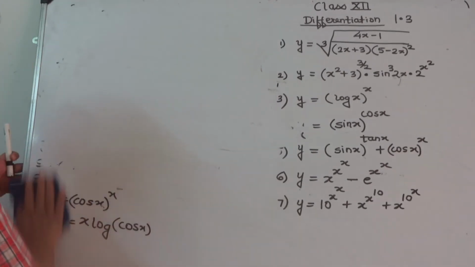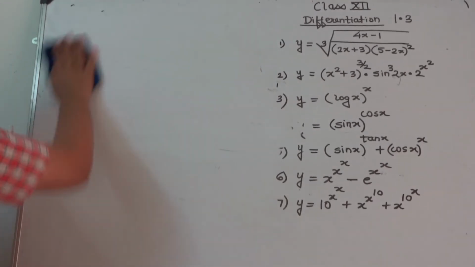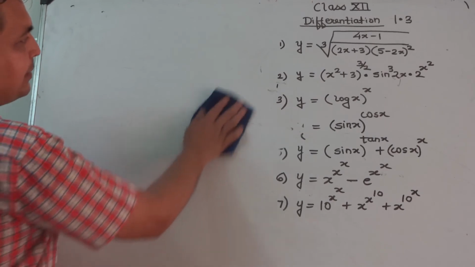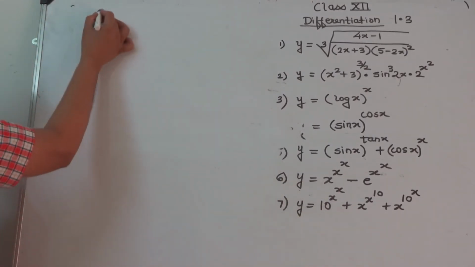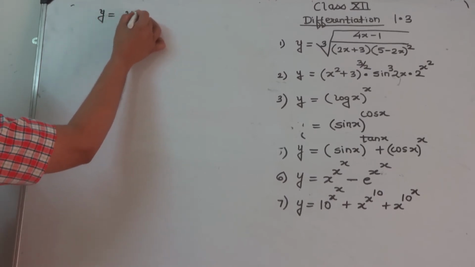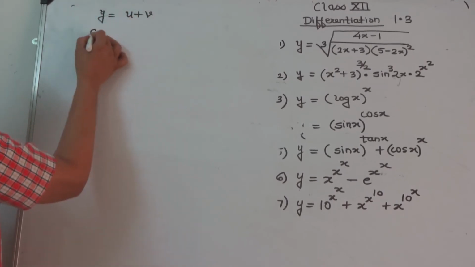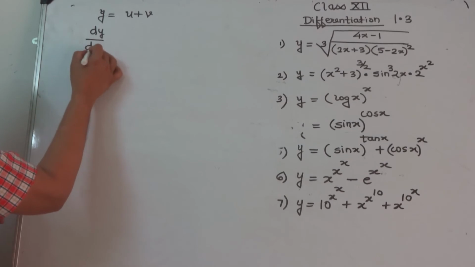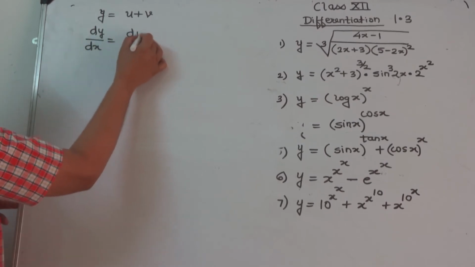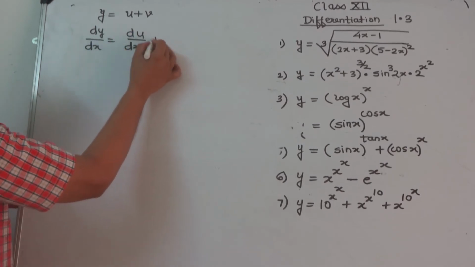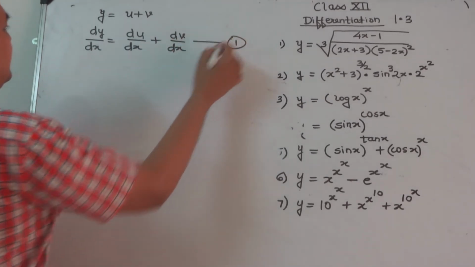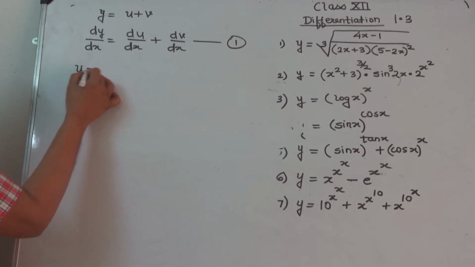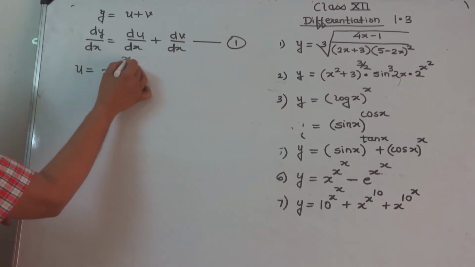Again, question number 6 is addition of two terms of the x raised to x type. So we cannot take log directly, so we have to write y is equal to u plus v. So dy by dx equal to du by dx plus dv by dx, number 1.